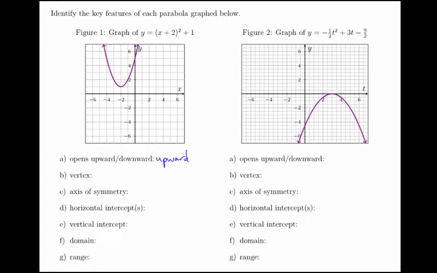The vertex, since it opens upwards, will be the lowest point on that graph. So let's label that off here. We see this lowest point, and it's the point -2, 1. So I'll write that down as the vertex.